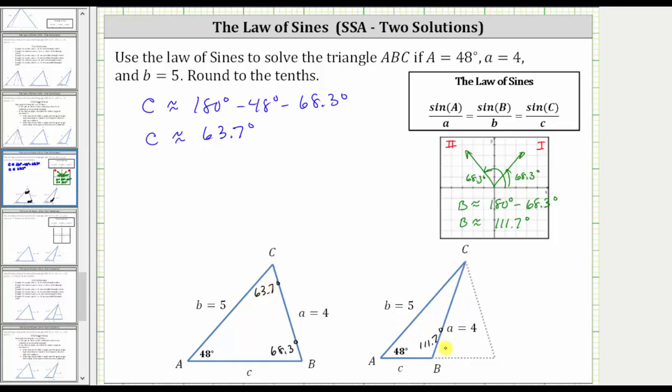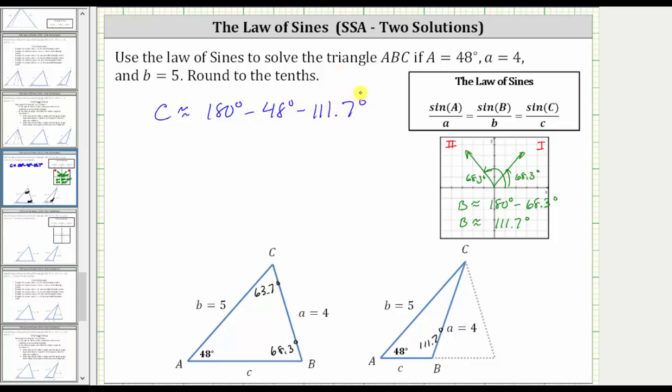And now for the second triangle where angle B is obtuse, we have C is approximately 180 degrees minus the two known interior angles, which is minus 48 degrees minus 111.7 degrees. So for the second triangle, C is approximately 20.3 degrees. Now for both triangles, we need to find the length of side C.